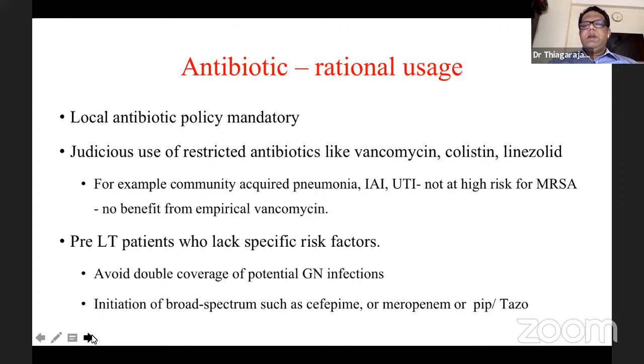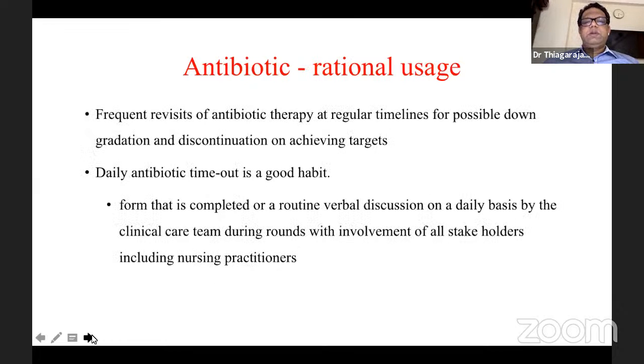We have to very judiciously use the restricted antibiotics like vancomycin, colistin, and linezolid, because for a lot of infections like UTI or community acquired pneumonia, there is no need for empirical vancomycin. Also, in patients who have low risk factors, you can start with a narrow spectrum antibiotic in pre-transplant settings. And definitely we should avoid double gram negative coverage of antibiotics.